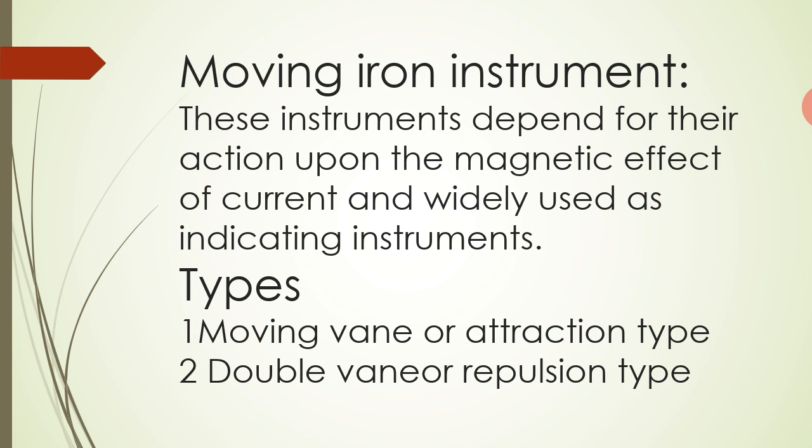Now, moving iron instrument. These instruments depend in their action upon the magnetic effect of current and are widely used as indicating instruments. There are two types of moving iron instrument. First is moving vane or attraction type. Second is double vane or repulsion type.